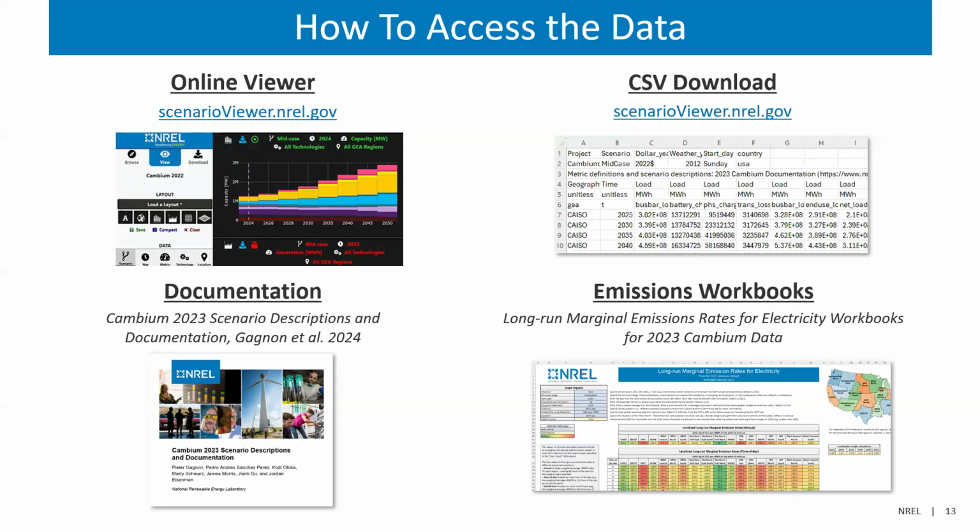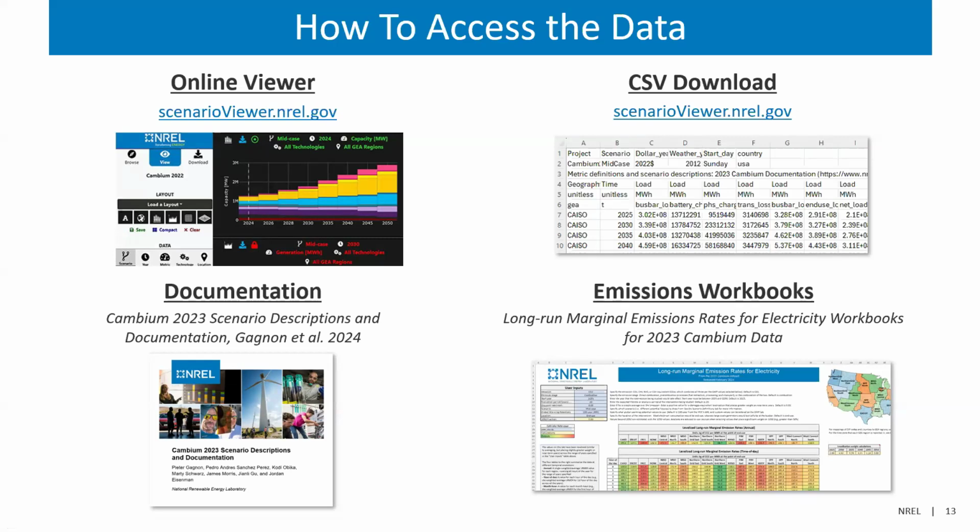And then the last thing is, like I said, the greenhouse gas emissions metrics are probably our most popular metric. Because of that, we have an Excel workbook that we put together and update and put out annually with the rest of the data. It's a little bit easier to work with than the CSVs for this specific metric, the long run marginal emission rates. So if you're interested in long run marginal emission rates, you can download this emissions workbook.